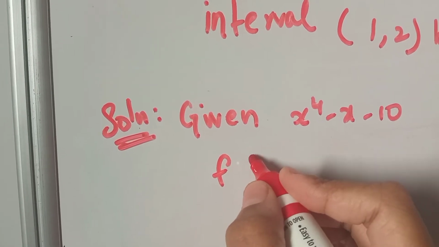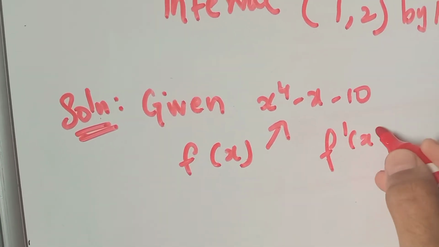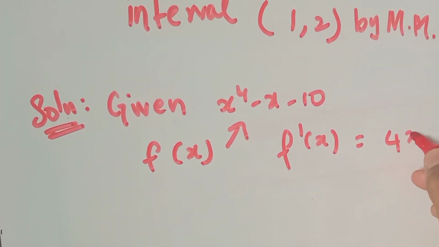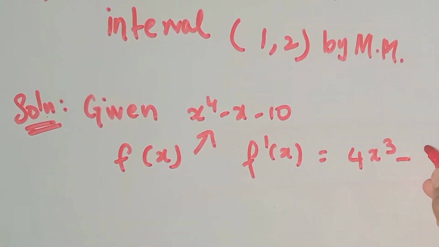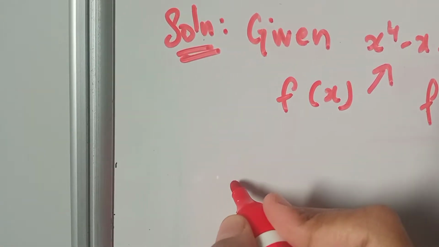So let's start the solution here. x^4 minus x minus 10. So here we have to take out f dash. The given equation is f of x, and we have to take out the differentiation of the given equation. So that will be x^4 differentiation, that is 4x cube minus 1.